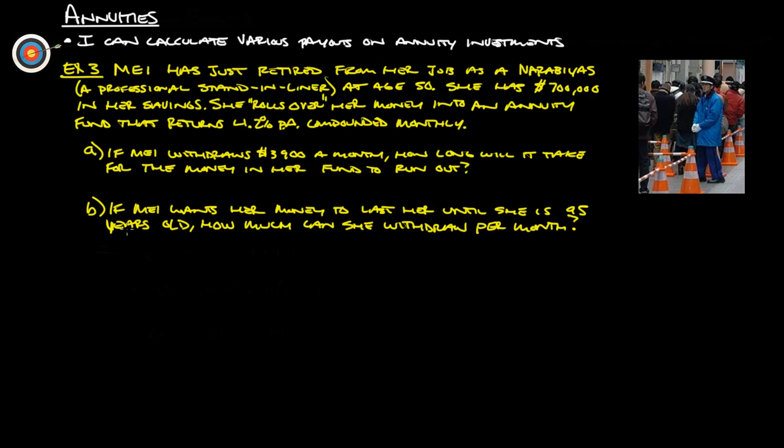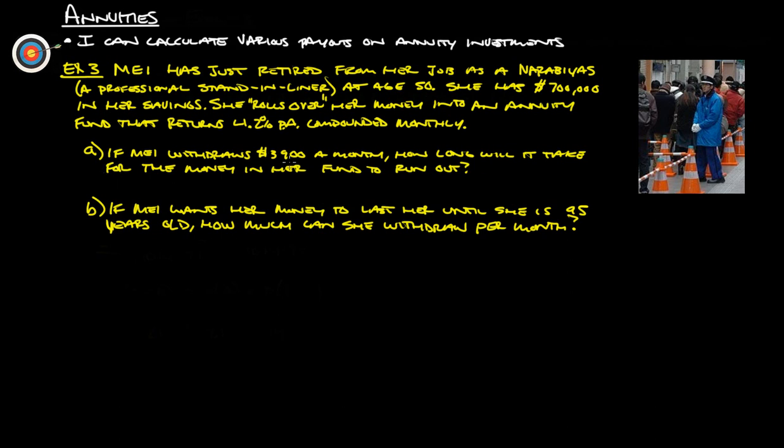All right. Now, with that, example 3: May has just retired from her job as a Narabias, which is a professional, a person who stands in line as a profession. So that's an actual thing. At age 50, she has $700,000 in her savings. She rolls over her money into an annuity fund that returns 4.2% per annum, compounded monthly.